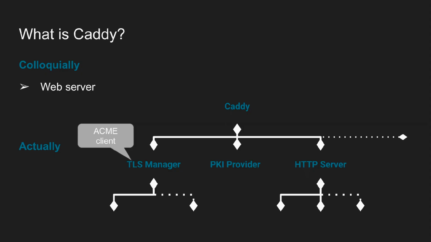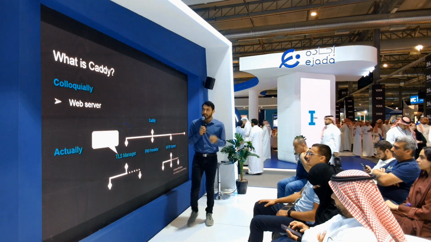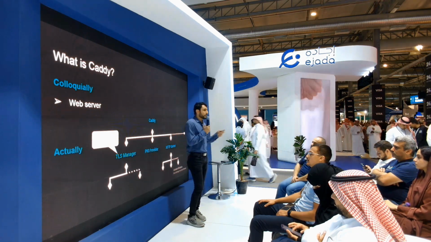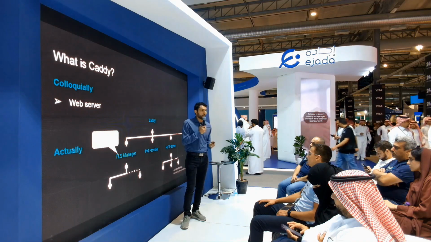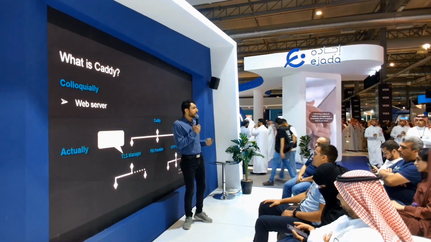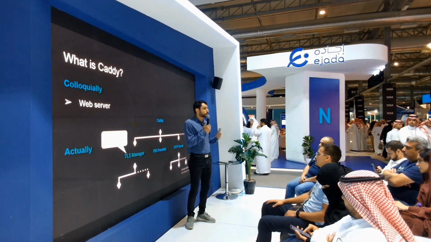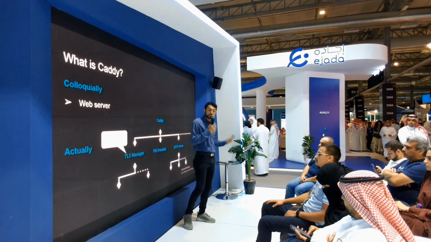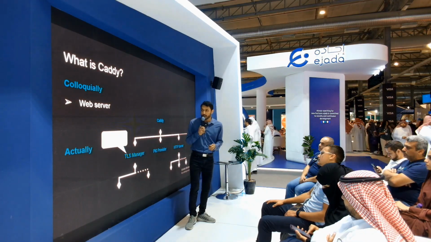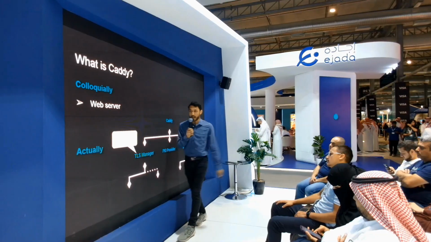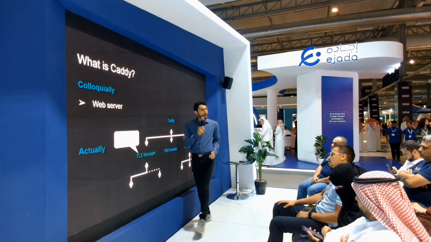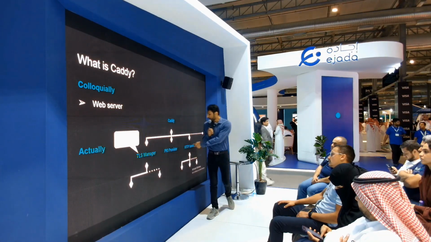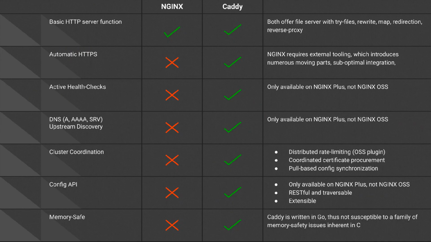So, we go back. What is Caddy and how does Caddy work? First, I said that Caddy comes with automatic HTTPS, and that is done through the ACME protocol, the Automated Certificate Management Environment protocol, and it is part of the TLS Manager app here. And then the connections are passed from the TLS Manager to the HTTP server over here.